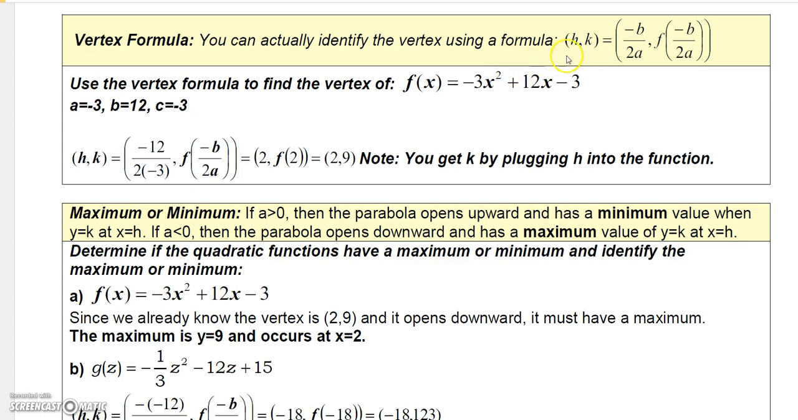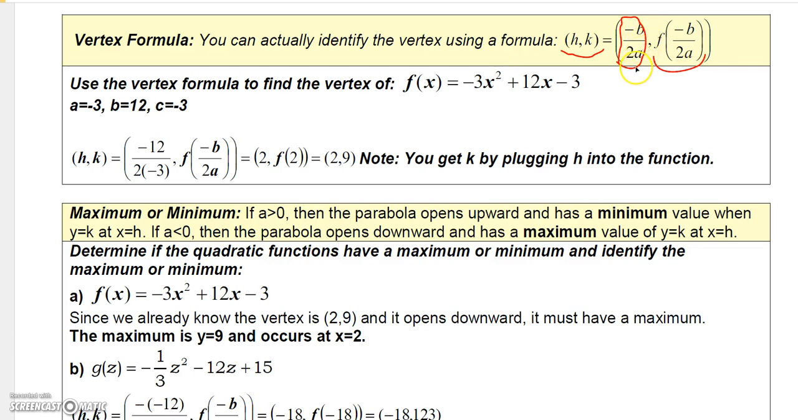Well, believe it or not, there's actually a formula that you can use to find the vertex. So if we say the vertex is the point (h, k), where h is the x value of the vertex and k is the y value of the vertex, then it turns out to find the h value, the x value, all you have to do is figure out what is minus b over 2a. And then, once you have the x value, you can just evaluate the function at that x value to get the corresponding y value.